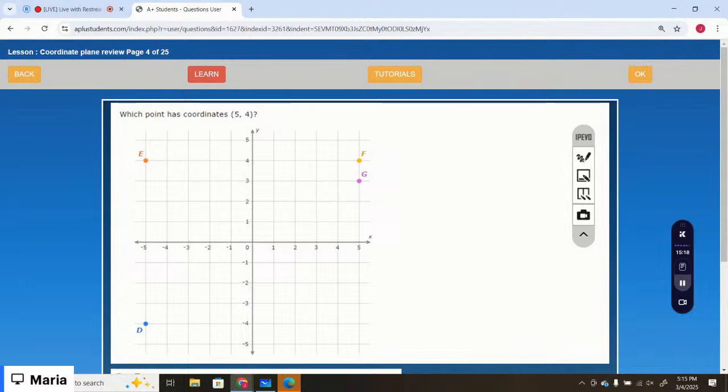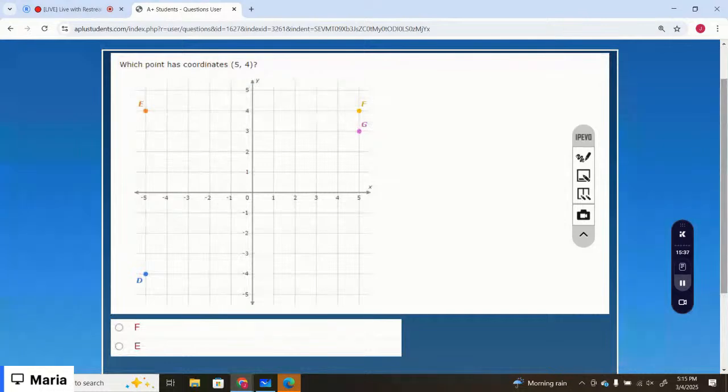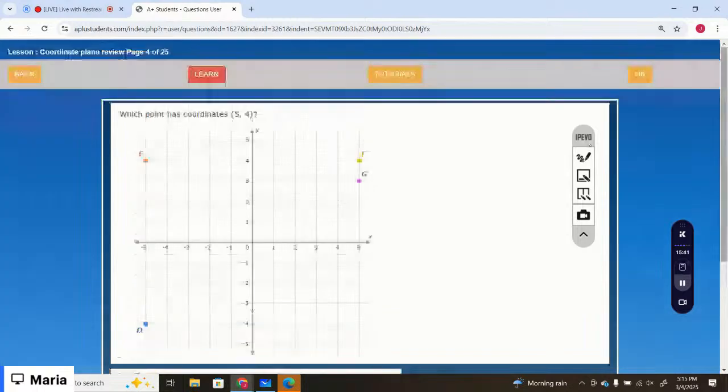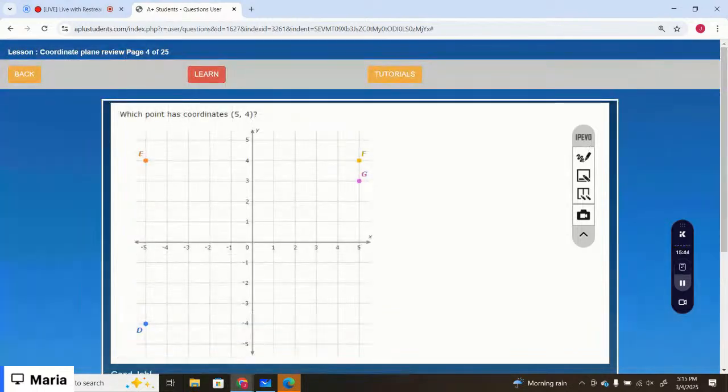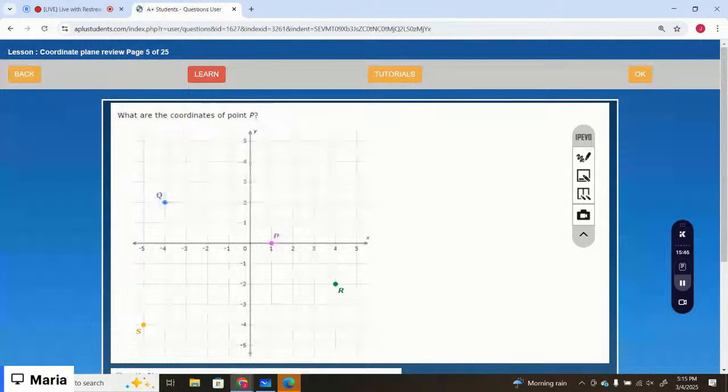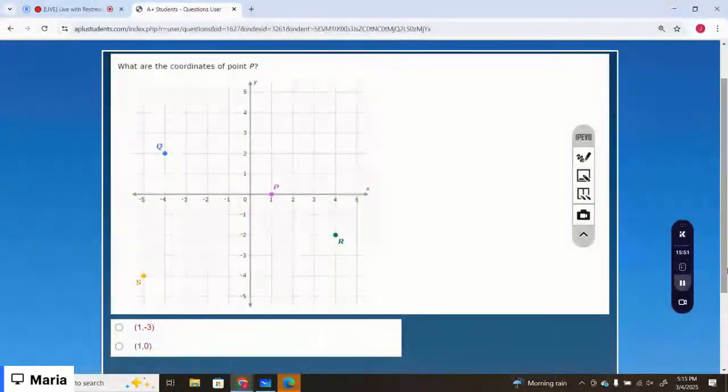Which point has coordinates (5, 4)? X is 5 and y is 4. You can see here point F has the coordinates (5, 4). Option number 1 is the correct option. What are the coordinates of point P?